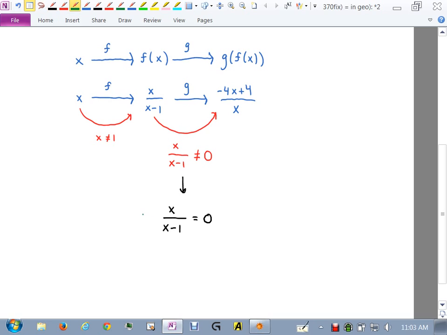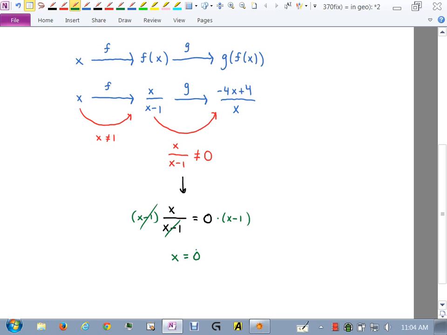So I'm going to multiply the left side by x minus 1. I multiply the right side by x minus 1. It cancels out, right? On the left side it cancels out. On the right side, 0 times anything is still 0. So all we're left with on the left side is x. On the right side is 0.